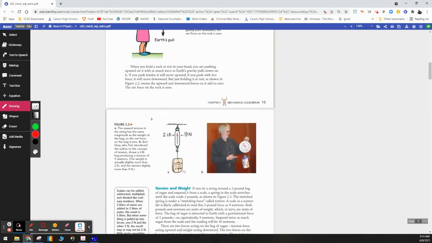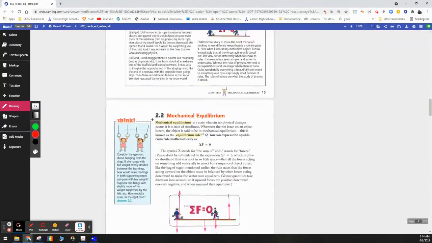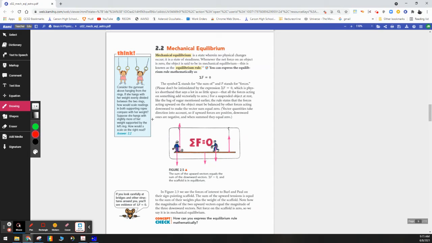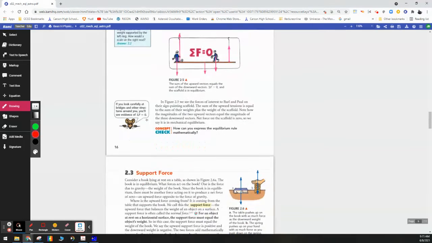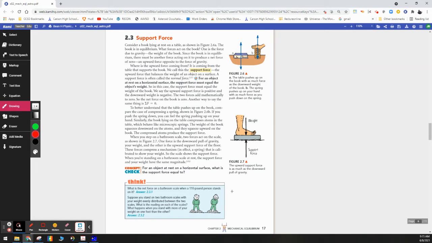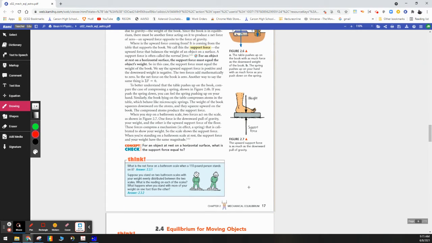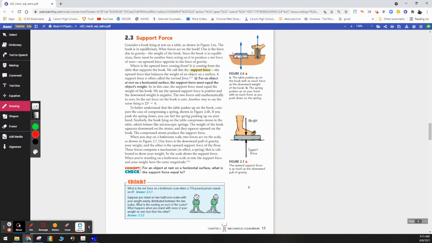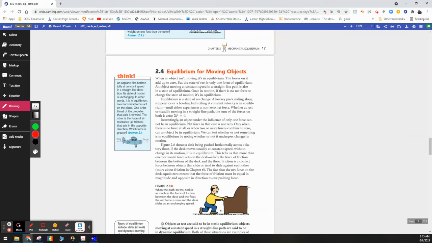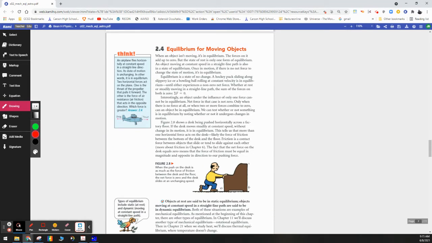That's section 2.1. Go ahead and read about section 2.2 and see what mechanical equilibrium is all about. Here's section 2.3. Look over 2.3 and see what support forces are about. We'll hit pause. Let's take a look at section 2.4, equilibrium for moving objects. Read section 2.4 and answer the questions that come with it.